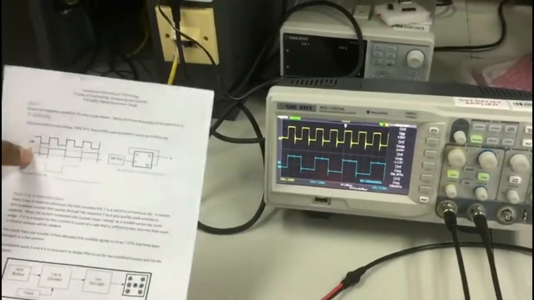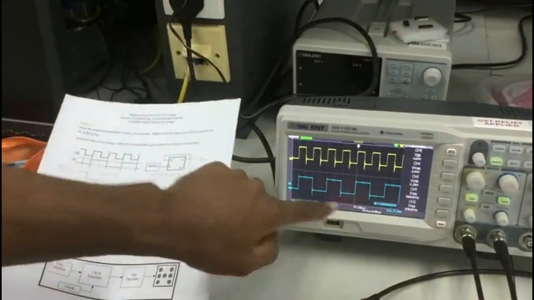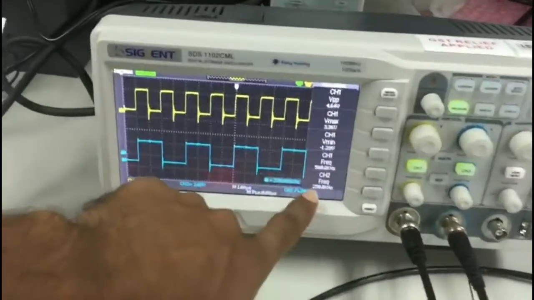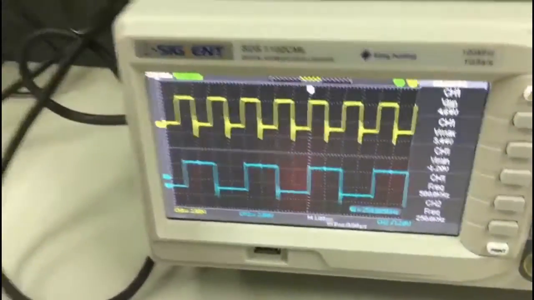As you can see, both are completely the same. With an input of 500 kilohertz, we get an output of 250 hertz. That's the expected result. We got it here. Thanks.